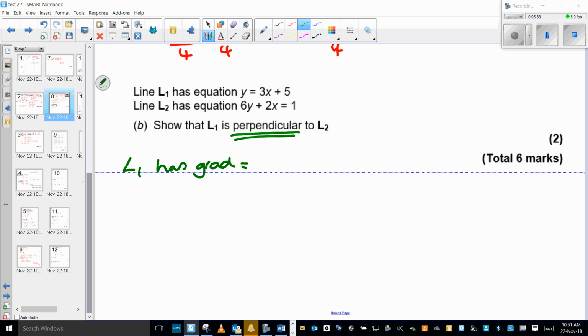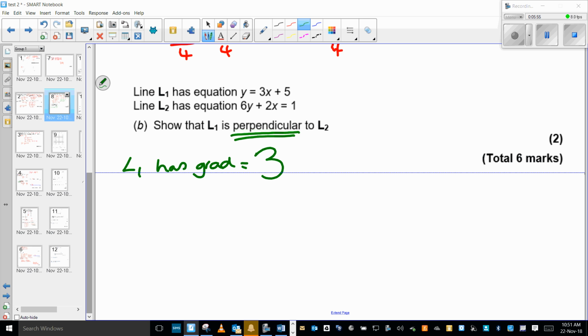So L1 has a gradient of, no, just 3. Okay, I'm getting pedantic, but the gradient is just 3. Okay. How do we find the gradient of L2? Can we do it just by looking at it? No, I would suggest we're going to have to do some rearranging.